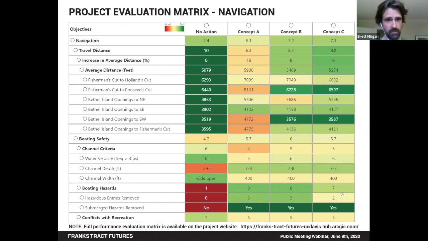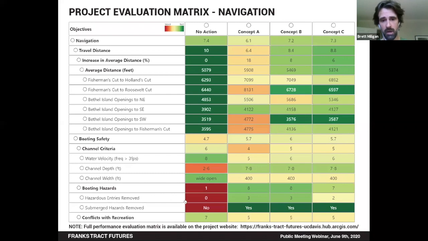So let me pick up where I was. Again, this shows all those distances and how we got that. And then boating safety now breaks out into 3 subcategories: channel criteria, which has to do with water velocity, what is the velocity of the water going through there; channel depth, which most of what we're showing in the projects is making them deeper, so they're improved; and channel width, for our channels, again, 100 meters or about 400 feet, versus the wide open of the tract. And then boating hazards.